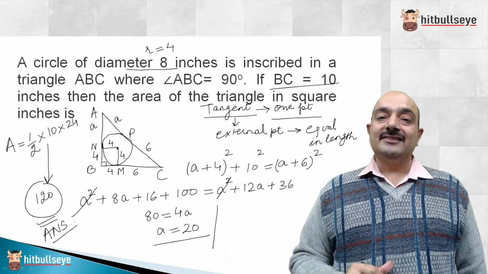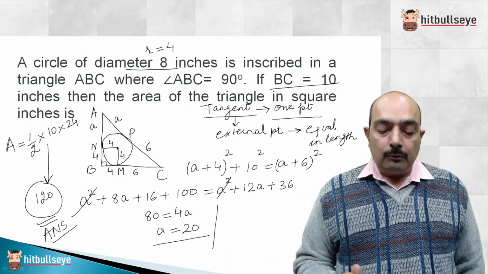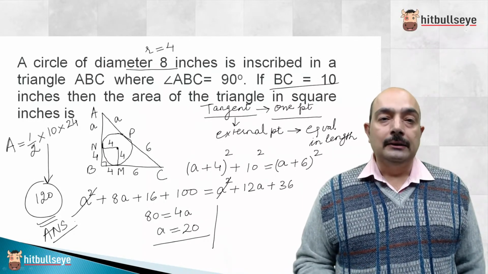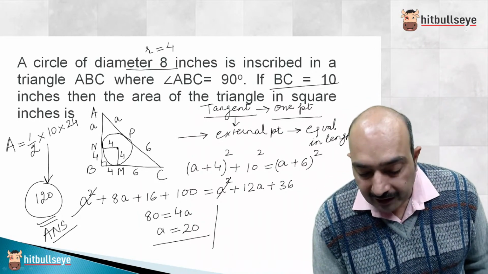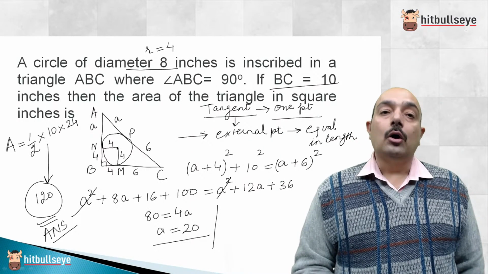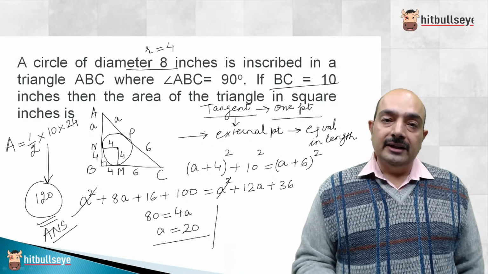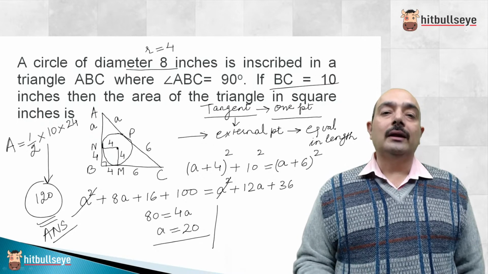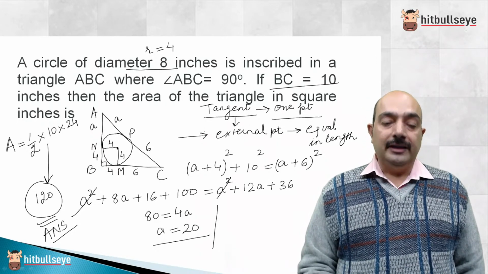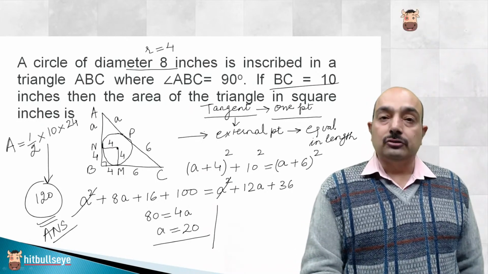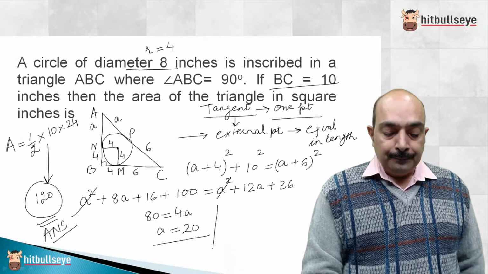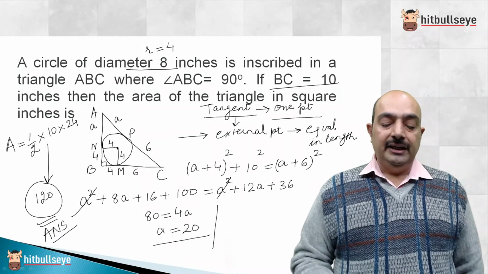Got it, everyone? Is this clear what we did? Small property of tangent has been used wonderfully well. This main property was used, quite important: from an external point on the same circle, if there are two tangents, they will always be equal in length. That's your answer. You have to solve for a. a comes out as 20. So 20 means the total height is 24. Base is 10. You can find the area, no problem.